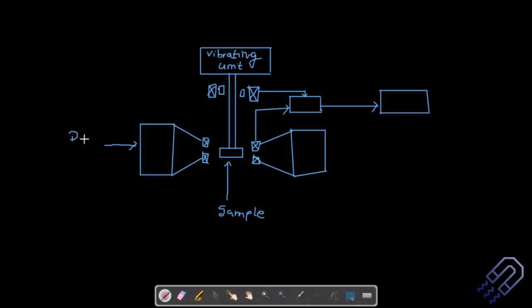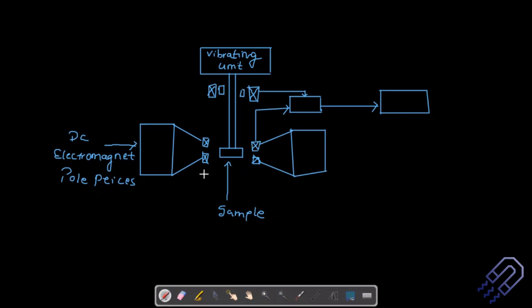Let me write it down as DC electromagnet, pole pieces. So we have got two pole pieces, and then we are having an electromagnet. Basically, we are applying electric current to switch on the magnetic field. As soon as the magnetic field is switched on, we have the sample in between. We have the vibrating unit, which will vibrate, and it will change the magnetic field. And from there, I'm going to get the signal.